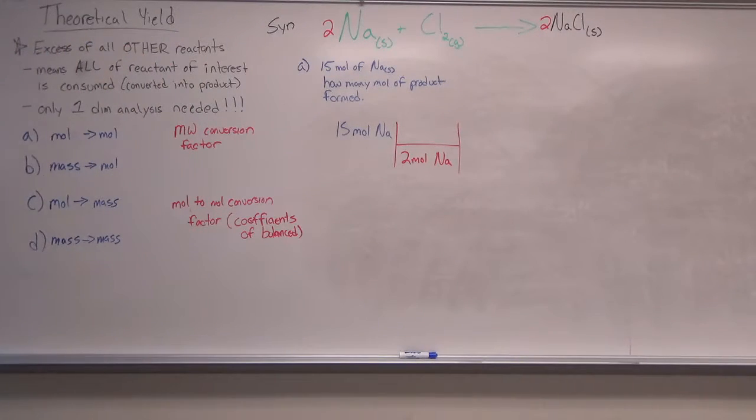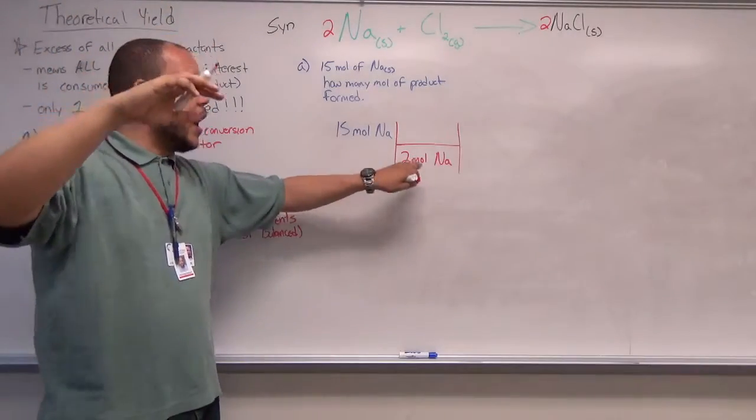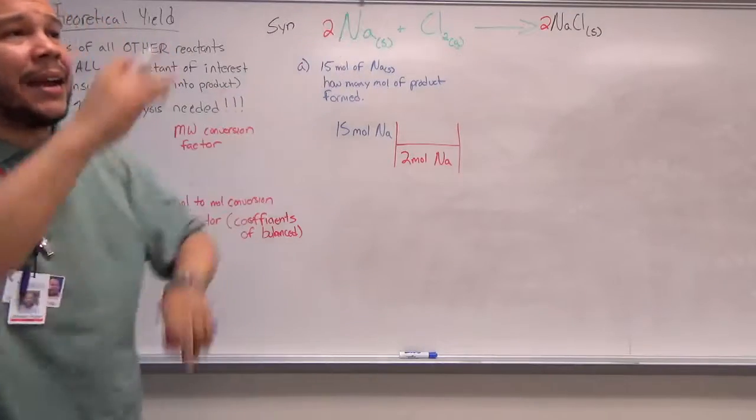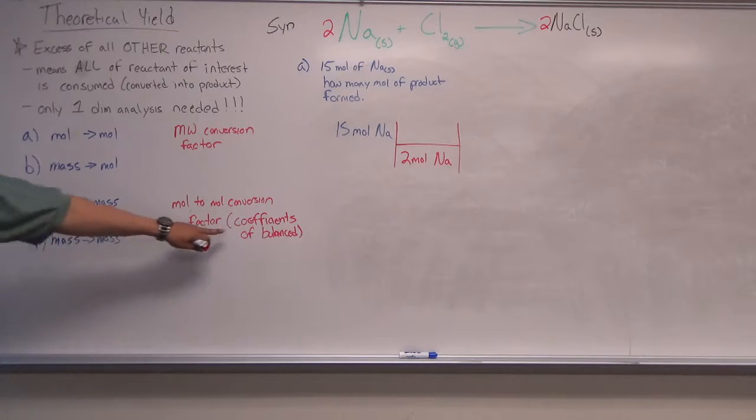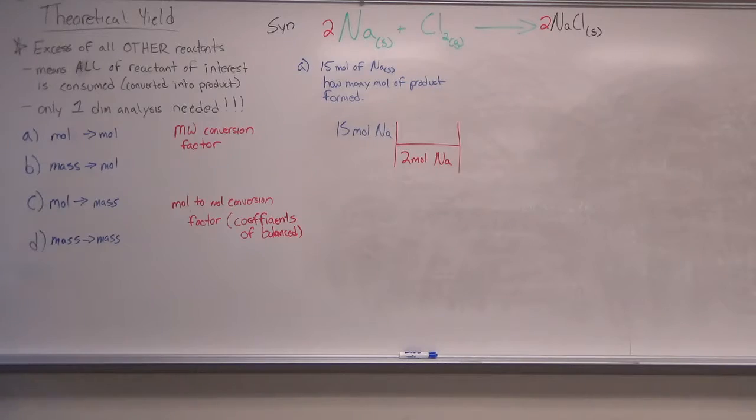But before we move to the numerator, I want to make sure people understand why this is 2 moles of Na and not 1 mole, as we've seen in the molecular weight conversion. It's based on the coefficients of the balanced equation. A lot of people get confused here.